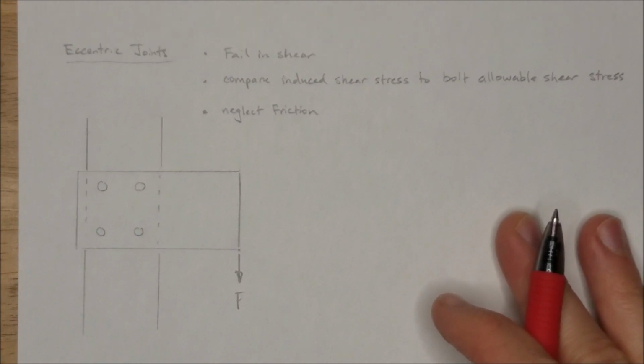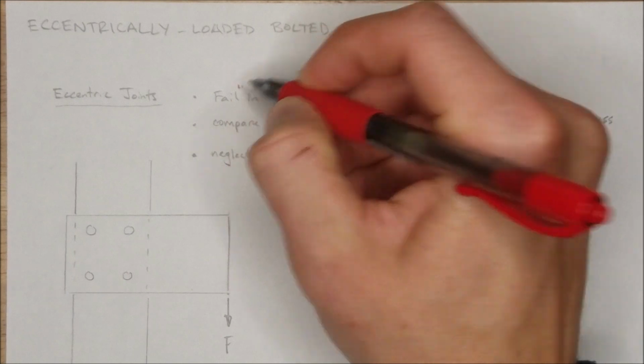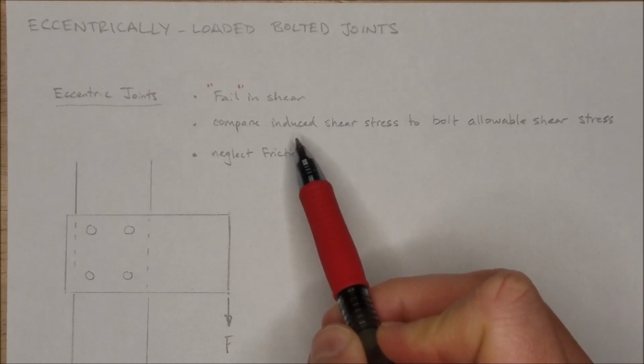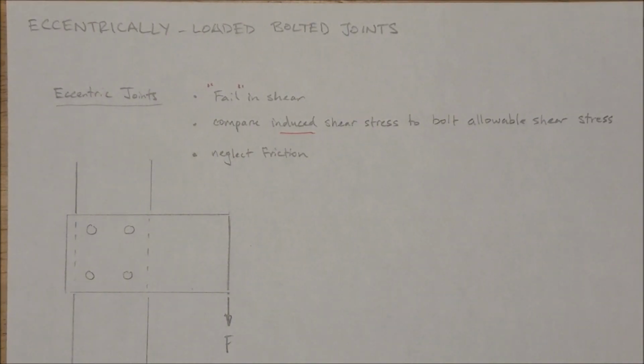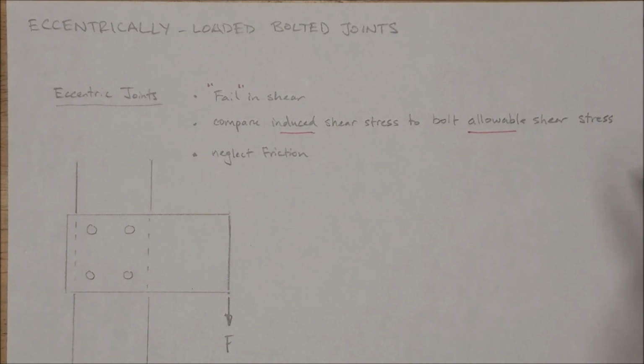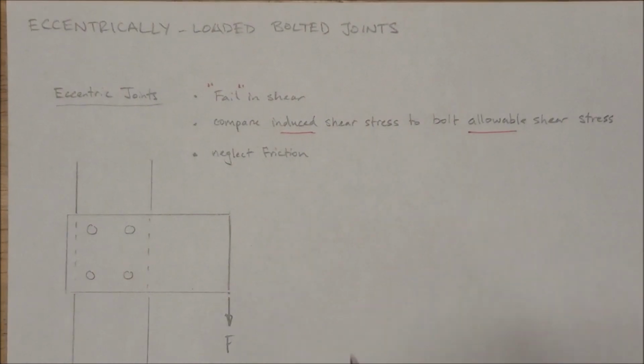So in order to solve these within 6 minutes, our problems are probably going to be set up a fairly straightforward way. We're going to say that they fail in shear, but what we mean by that is shear stress is the dominant stress in these problems. We're going to be looking at the induced shear stress and either just solving for it or maybe comparing it to the bolt allowable shear stress or something like that, but this is the key point here. We're going to be finding shear stress in our fasteners.